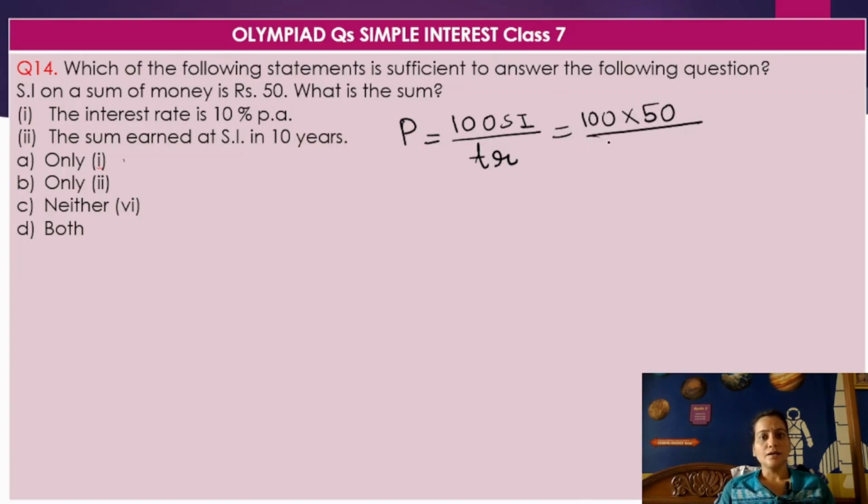Now what is the interest rate? 10% per annum. So I'll put 10 here. And time period, if I check this, only bit A option is saying only one is sufficient, means interest rate is 10% per annum. इसी से मेरा principal amount निकल जाएगा. So without writing the time here, can I find out? No, मुझे नहीं पता चलेगा.